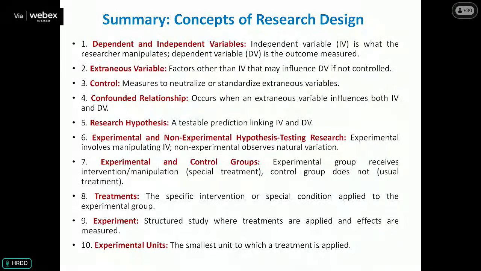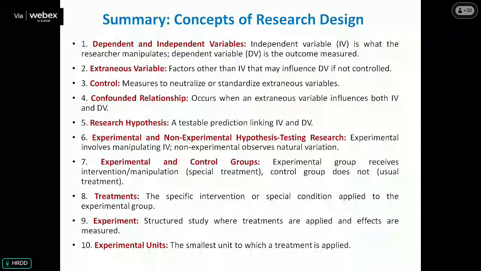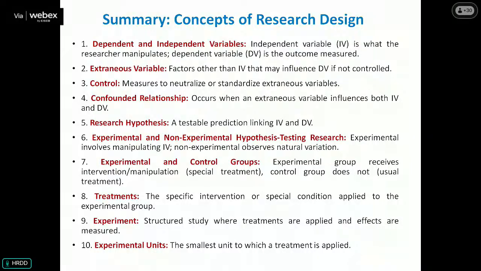Treatments. What is a treatment? A specific intervention or a special condition applied to the experimental group. Treatments are applied only to the experimental group. In experiments, this is a study, and the experimental unit is the smallest unit to which the treatment is applied.